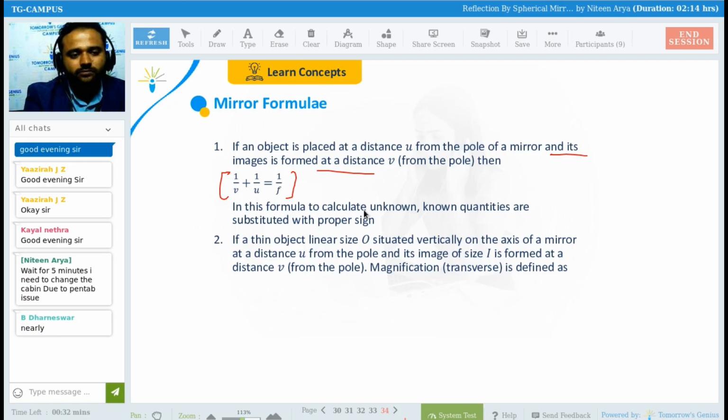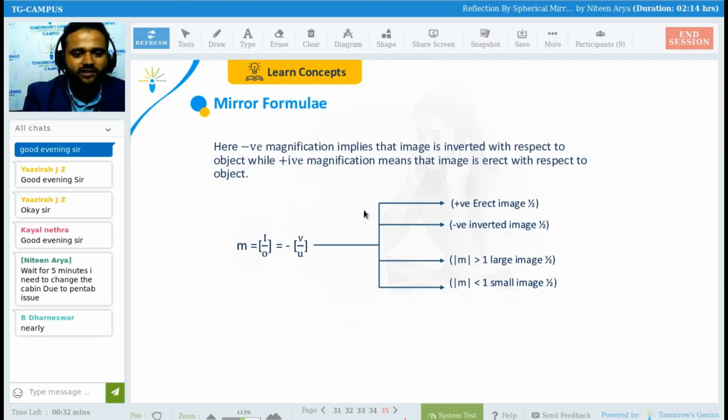Okay. If a thin object of linear size O were situated vertically on the axis of a mirror at a distance U from the pole, and its image of size I is formed at a distance V, the transverse magnification, or lateral magnification, is defined in this way: I by O equals minus V by U. Here negative magnification implies that the image is inverted with respect to the object, while positive magnification means the image is erect with respect to the object.